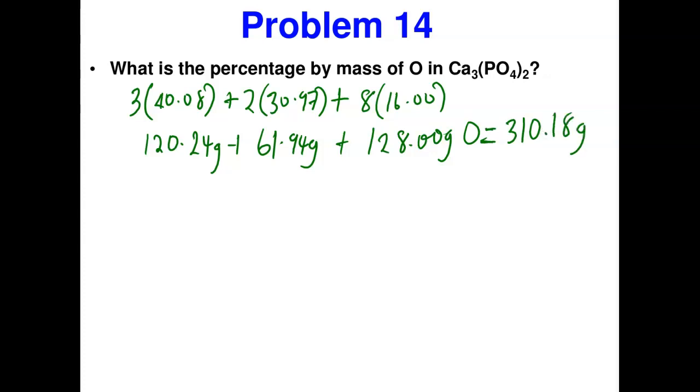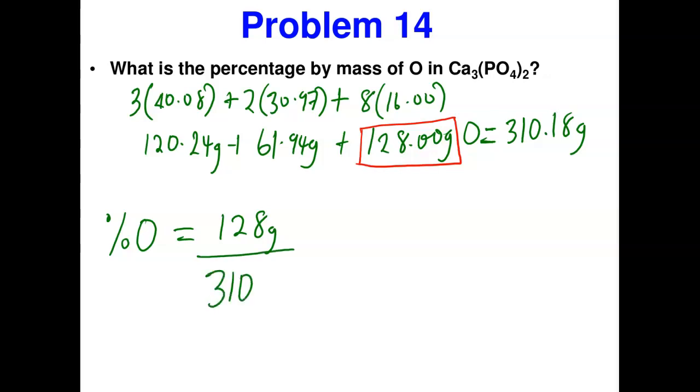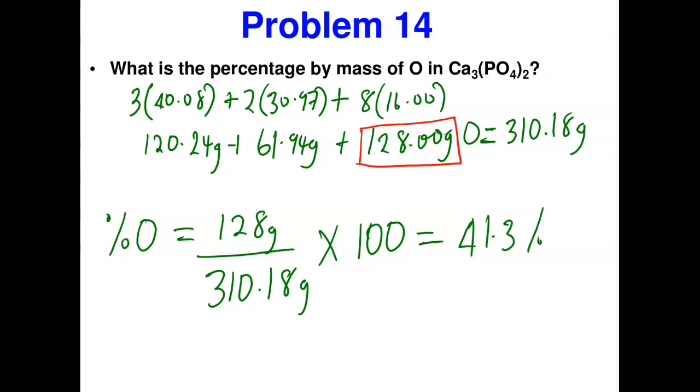And if you add everything together, the total mass is going to be 310.18 grams. And then we're looking for only the percentage of oxygen. The oxygen that we have there weighs a total of 128 grams. So this will be 128 grams of oxygen divided by the total molecular mass, 310.18 grams. We're going to multiply this by 100, and that is going to give you 41.3% of oxygen contained in calcium phosphate.